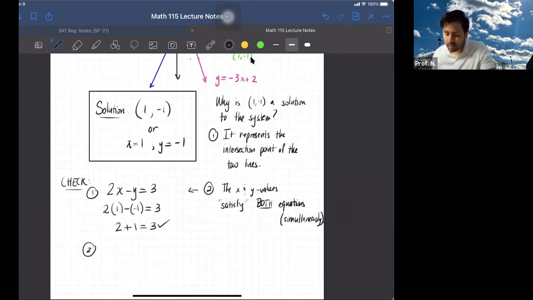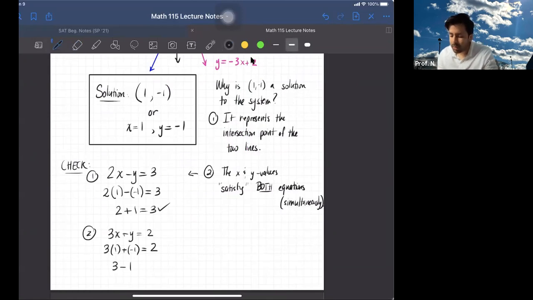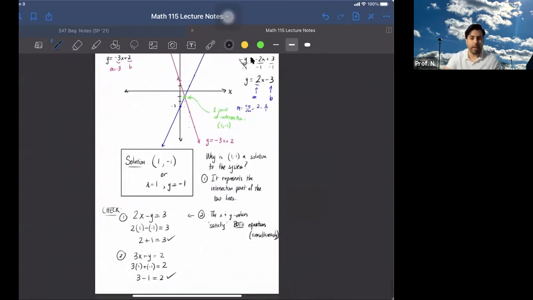How about the second equation? Second equation is 3x plus y equals 2. If I plug in the values, does this give me 2? Well, 3 times 1 is 3. 3 plus negative 1 is 3 minus 1. That equals 2? Check. So they both work. And that's the thing, guys. That's the only point that works for both of the equations. No other point does that. That's why there's only one point of intersection and there's only one solution.